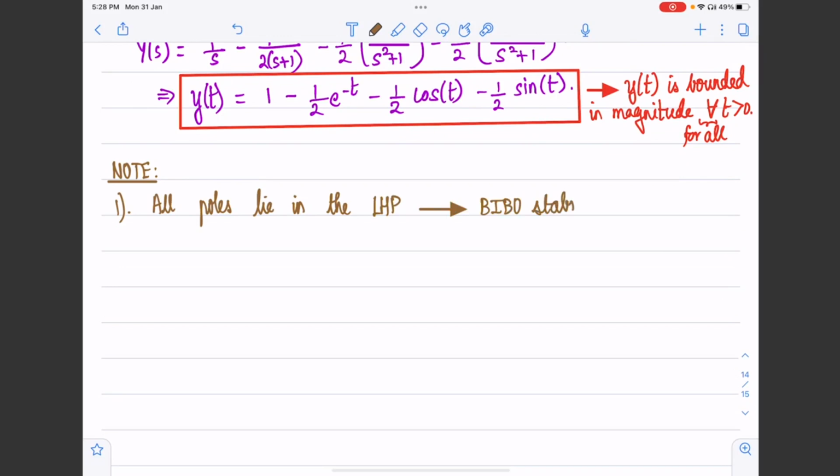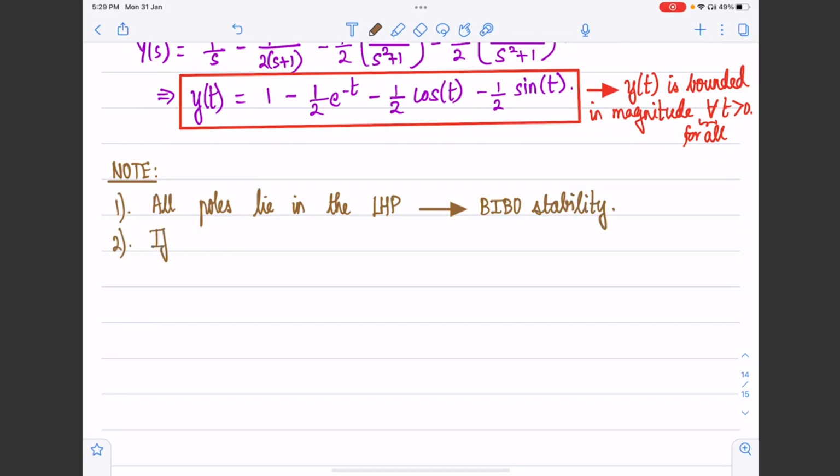Okay? So I'm just summarizing all the main points. How do I connect BIBO stability to the location of poles of the transfer function? Essentially, if all the poles of my transfer function lie in the left half of the complex plane, my system is BIBO stable.